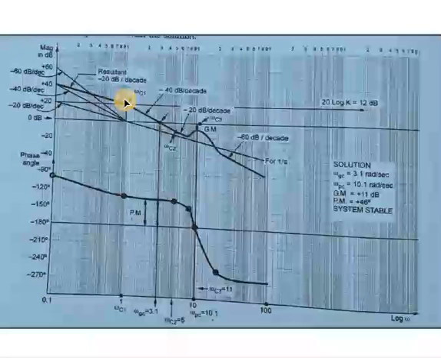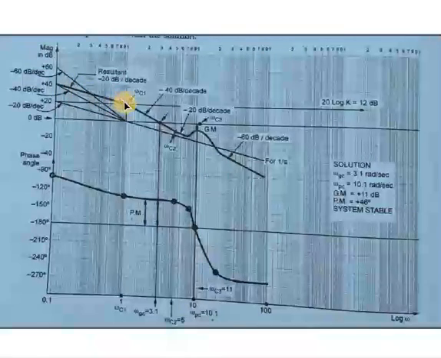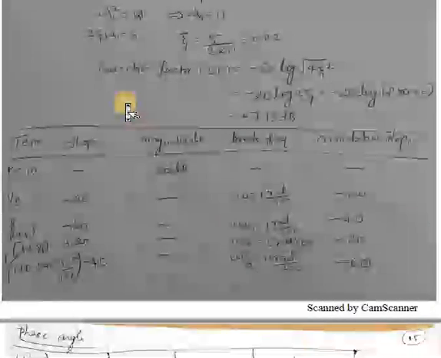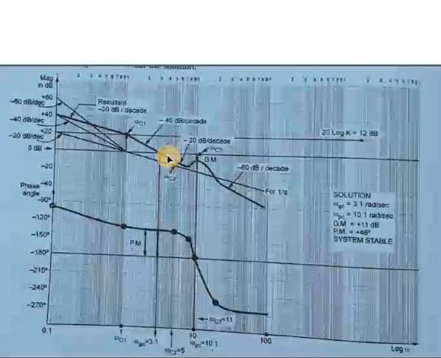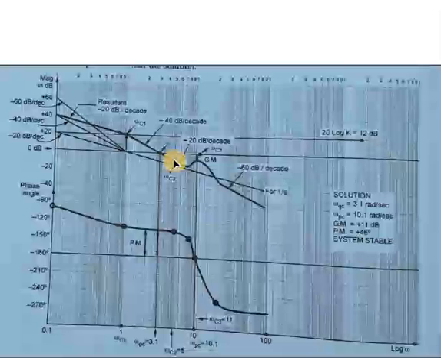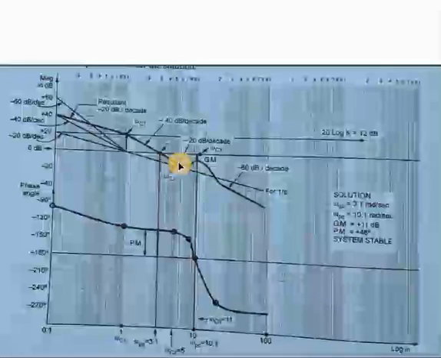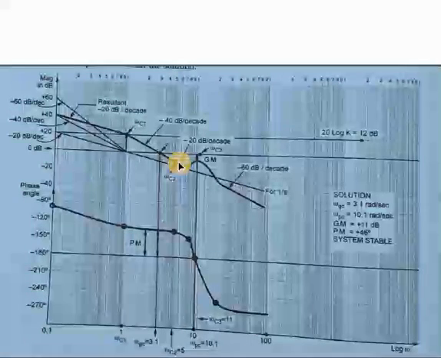But here the omega C1, that is the first break frequency value, is also 1. So from here to here the slope will be minus 20. Then the second break frequency is how much here? The second break frequency is 5. Okay, so from 1 to 5 it will be with minus 40 as the slope. After that, from 5 to 11 it will be with minus 60 as the slope.